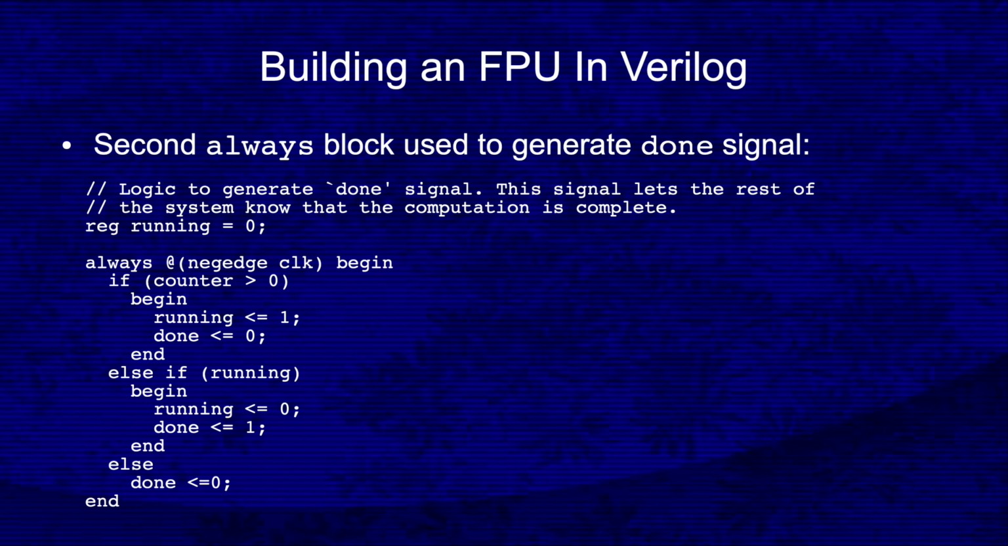Outside of the main always block, there is a second always block. Its job is to monitor the remaining cycle count each clock cycle. When the cycle counter goes to 0, the second always block asserts the done signal for 1 clock cycle.